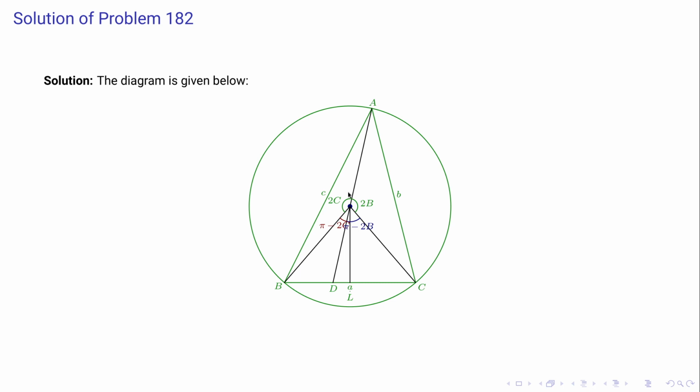If this angle is 2C, because this chord AB makes angle C on the circumference, then at the center it will make twice that angle, that is 2C. So the angle BOD will be pi minus 2C, because this is a straight line. And angle COD will be pi minus 2B.